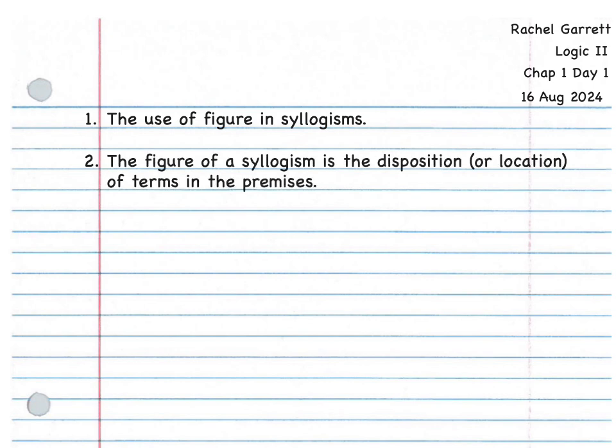First question asks, what are we discussing in this chapter? As a rule, it is a good idea to use complete sentences. So we cannot just write figures or syllogisms. We should write something like the use of figure in syllogisms. Then number 2, explain what the word figure means as used in this chapter. Again, I would use a complete sentence for this. I would say something like, the figure of a syllogism is the disposition or location of terms in the premises.